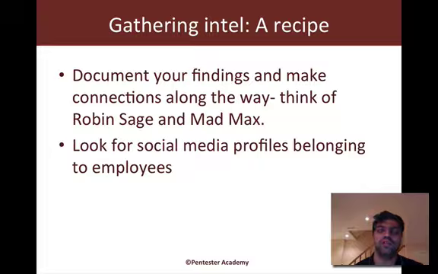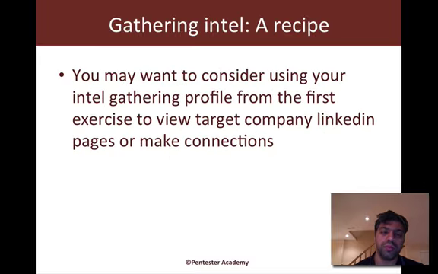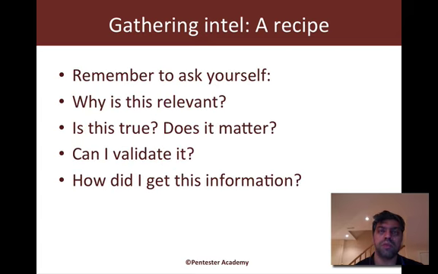So also look for social media profiles belonging to employees. And you may want to consider using that fake profile you built in the first exercise and using that to browse company LinkedIn pages or make connections. So remember to ask yourself, why is this relevant? Is this true, and does it matter? Can I validate this? And how did I get this information?